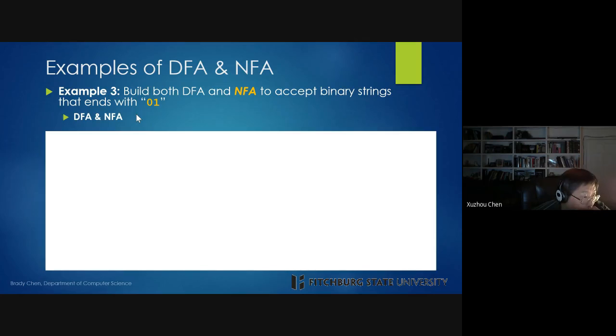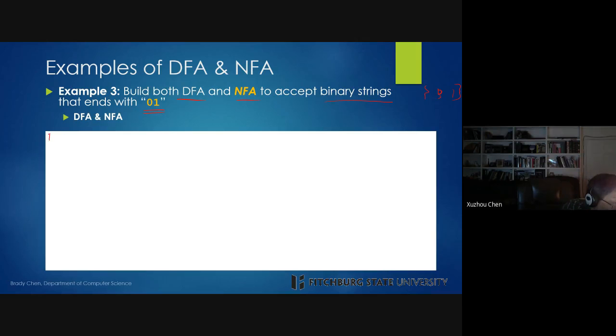So we want to build both a DFA and an NFA to see what's the difference. These finite state machines, DFA and NFA, will accept binary strings. So that means 0 or 1. We want to build a machine for binary strings that end with 0, 1. Okay.